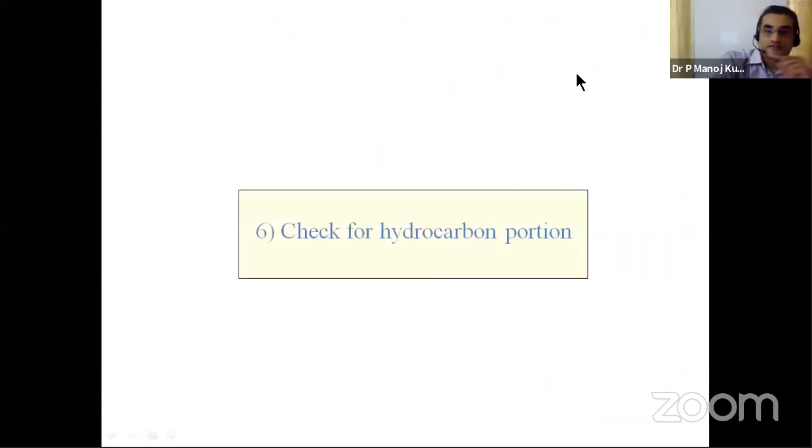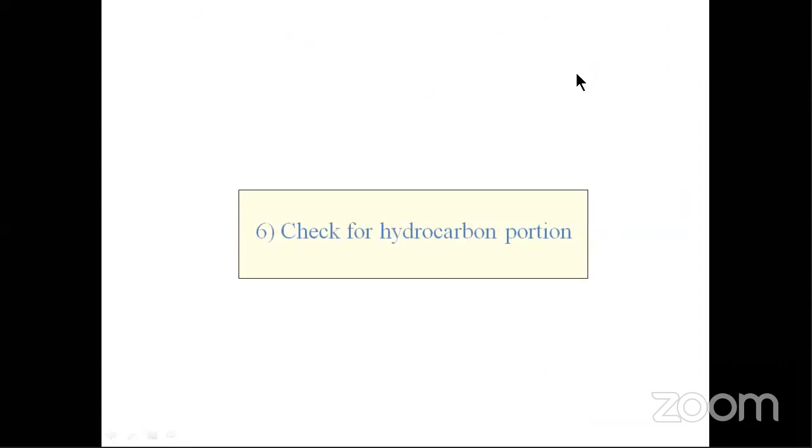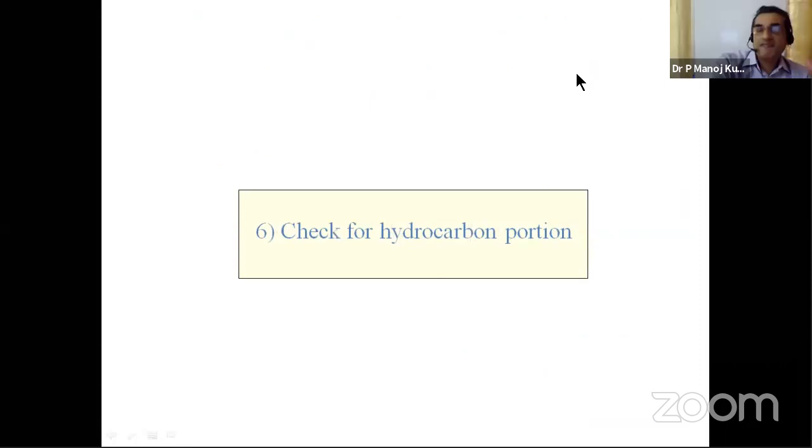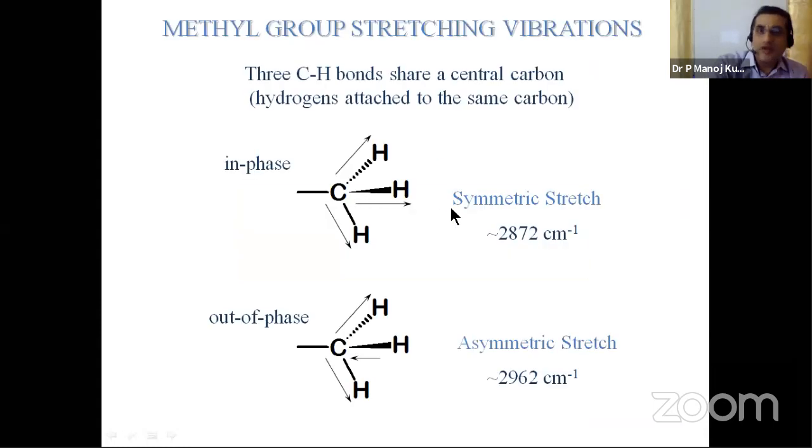This portion, yes sir, is very, very important. You have ultimately the skeleton of the molecule. It can be either a double bond, or an aromatic compound, or an aliphatic compound, so we need to know how it varies. We check the hydrocarbon portion. This we already discussed.